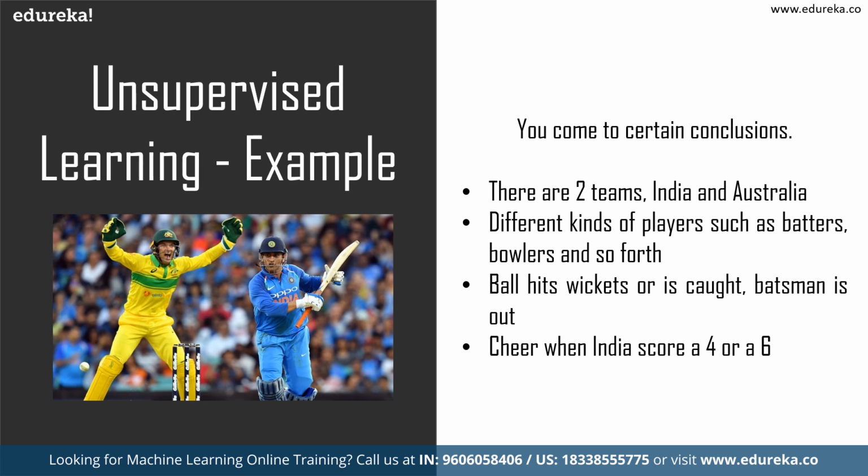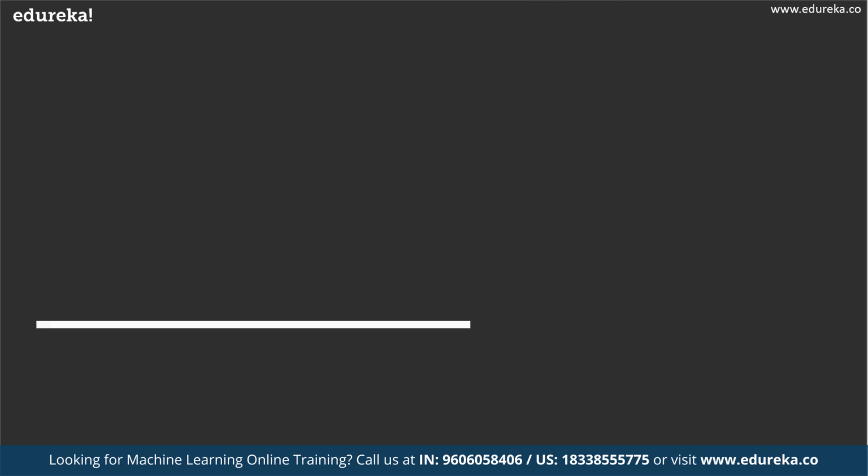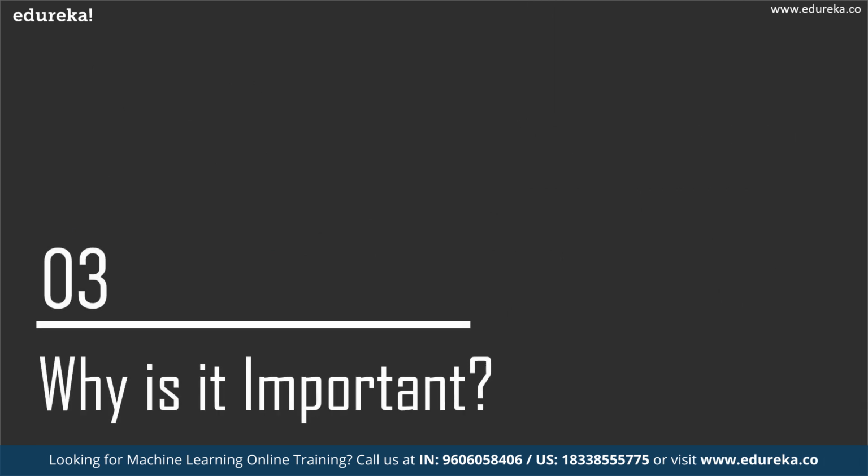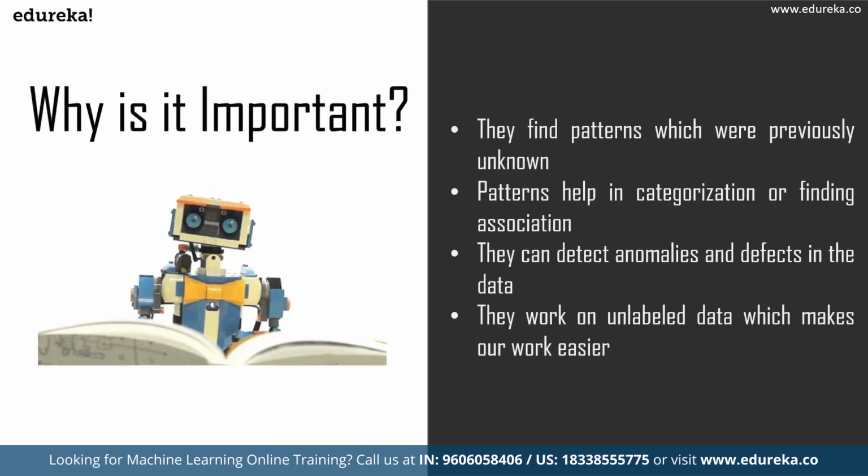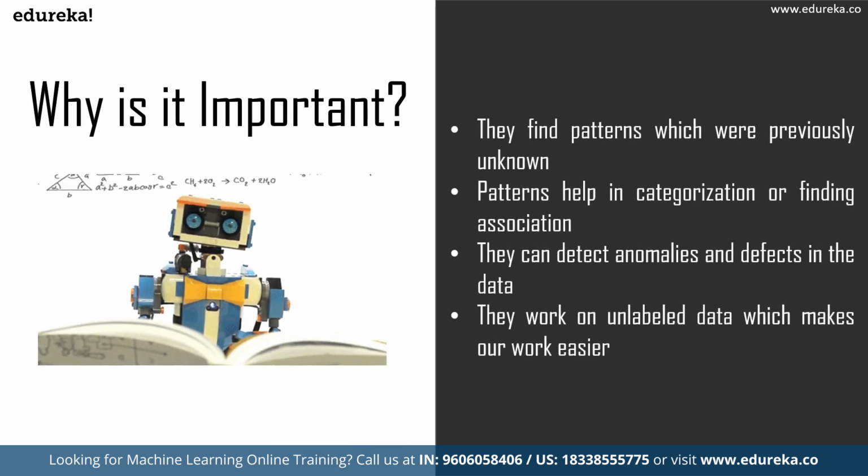So, having understood what unsupervised learning is, let's move ahead and understand what makes it so important in the field of machine learning. Unsupervised learning algorithms work on data sets that are unlabeled, which can help you find patterns which may not be previously known. So, how do these patterns help us? These patterns help us in categorizing the elements or finding an association between them. They can also help us detect anomalies and defects in the data sets that we have collected, which can be taken care of by us.